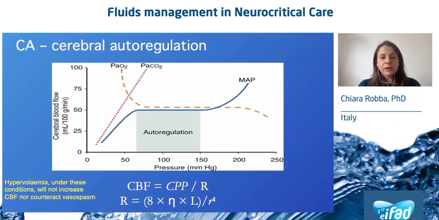And in fact, when cerebral autoregulation is intact, what determines the cerebral blood flow is not the cardiac output or the hypovolemia or hypervolemia, but the cerebral perfusion pressure and the cerebral peripheral resistance, of course, if we are in the range that we consider safe for cerebral autoregulation. So that's the reason why hypervolemia, when cerebral autoregulation is preserved, will not increase cerebral blood flow nor counteract vasospasm in this group of patients.